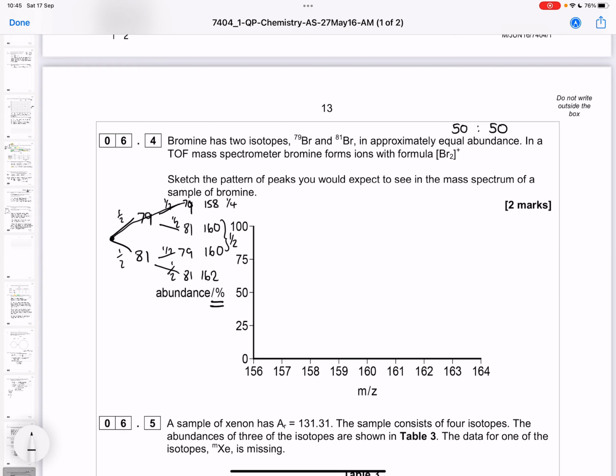So we're looking for three peaks, one at 158, representing a quarter of the sample, so up to this 25% line. Try to line it up a bit better than I did there, with 158. And then half the sample at 160, so up to the 50% line, and a quarter of the sample at 162. So three lines in a 25 to 50 to 25% ratio at 158, 160 and 162.